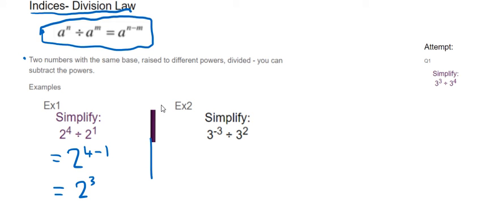Second example, I'm going to subtract my powers again. So 3 to the power of minus 3. And because it's a divide in the middle, it's going to be minus, and then that's just a positive 2, so it's going to be minus positive 2 or minus 2. So that's the same thing as 3 to the power of minus 3 minus 2, which is minus 5. So 3 to the power of minus 3 divided by 3 to the power of 2 is 3 to the power of minus 5.